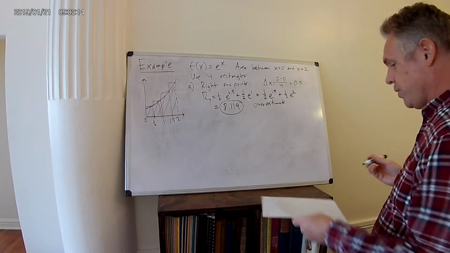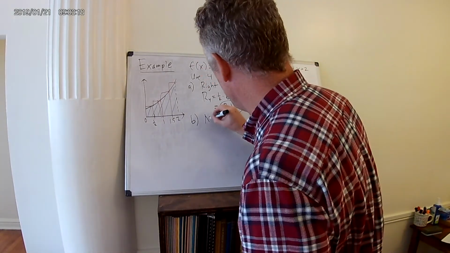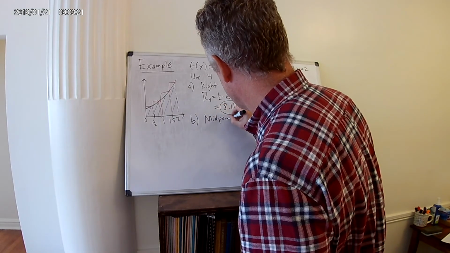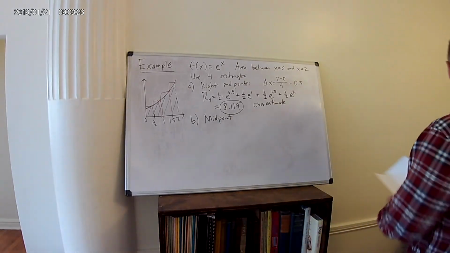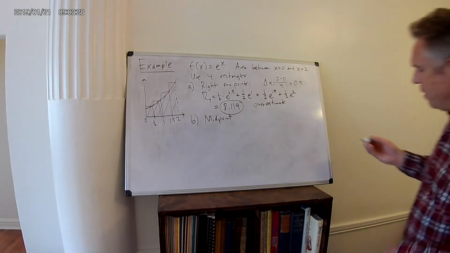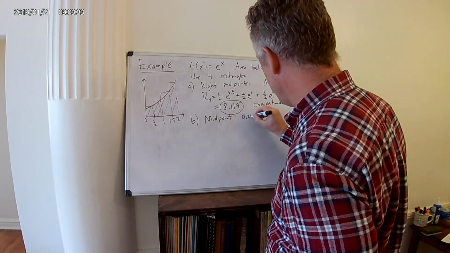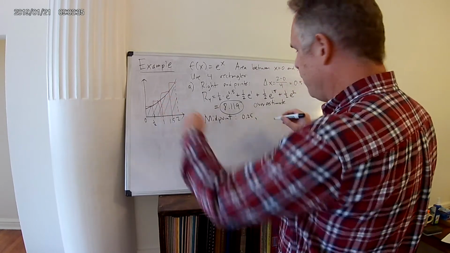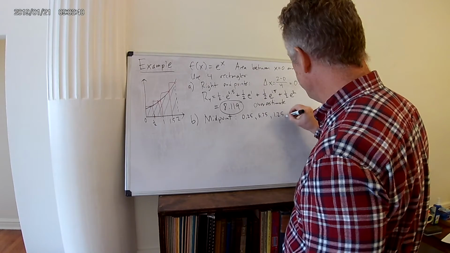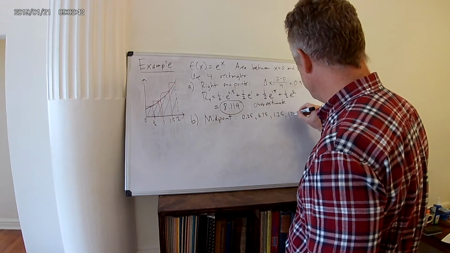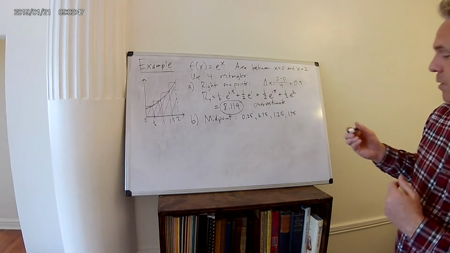Now, I want to do a second part to this problem. Let's do the same thing, but let's use the midpoint to evaluate the heights of the rectangles, the midpoint of each interval. The midpoints are going to be 0.25, the next midpoint is 0.75, the next is 1.25, and the final midpoint is 1.75. So we're going to use the midpoints of these intervals and estimate the area that way.